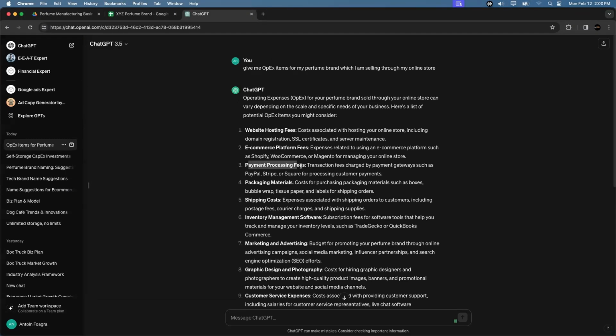But payment processing fees is not part of OPEX, because it totally depends on your revenue. If your revenue increases, then you have to pay more to Stripe or other payment processors. So ChatGPT makes mistakes. Please only include fixed expenses. Payment processing fee is not operating expenses.